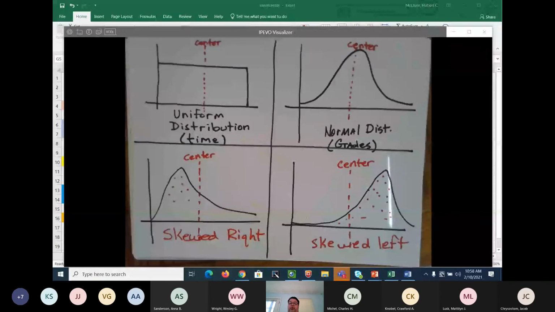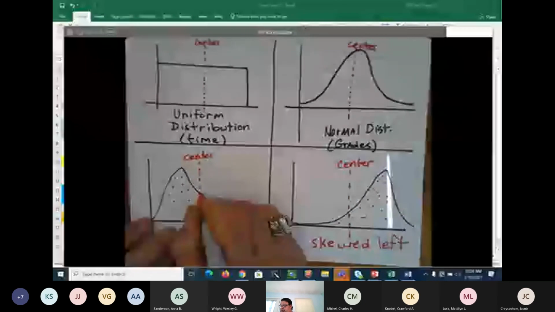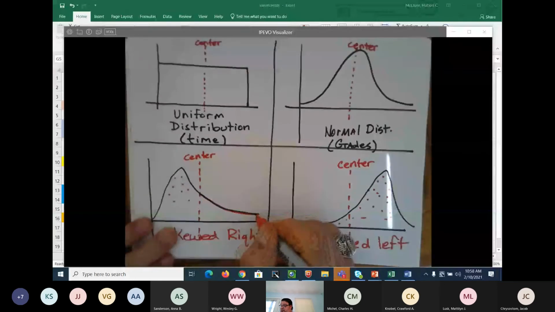Now, why did I put those in red? Because they're always the opposite. If all your data is on the left, it's skewed right. If all the data is on the right, it's skewed left. Actually, they go with the tail. This right here is the tail.